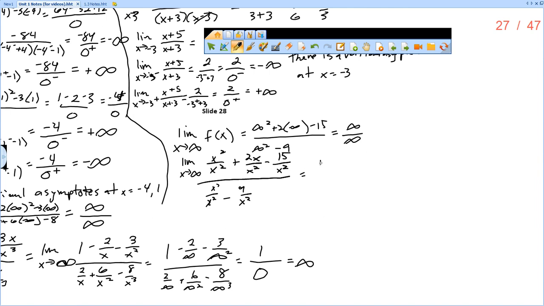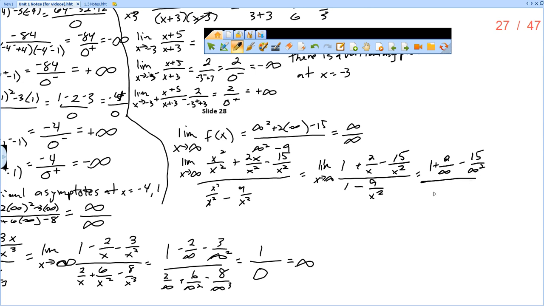All right, so remember, x squared over x squared is 1. So limit as x approaches infinity of 1 plus 2 over x minus 15 over x squared, nothing to reduce there, divided by 1 minus 9 over x squared. So now I reevaluate with infinity. All right, and so I get 1 plus 2 over infinity minus 15 over infinity squared divided by 1 minus 9 over infinity squared. And so what does that mean? 2 over infinity is 0, minus 15 over infinity squared is 0, so I get 1 over 1, which is 1, right? Which is what we already had expected.